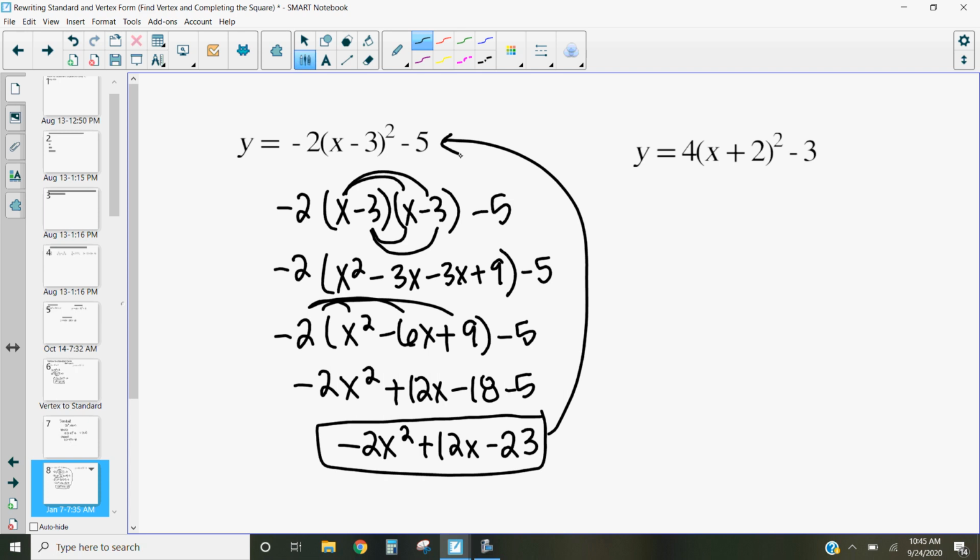And that's how we go from vertex to standard form: we take our vertex form and we multiply it and expand it out and then combine those like terms. And that is how we get standard form.